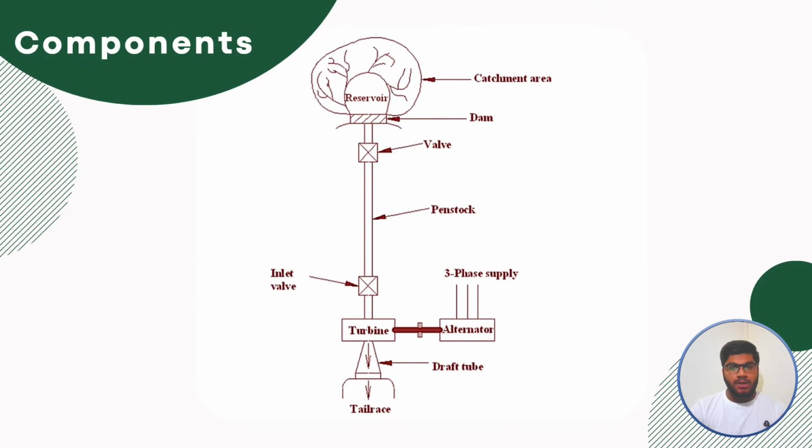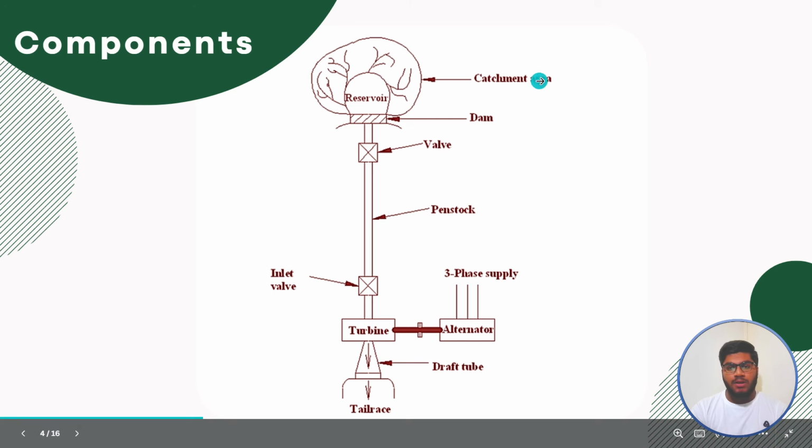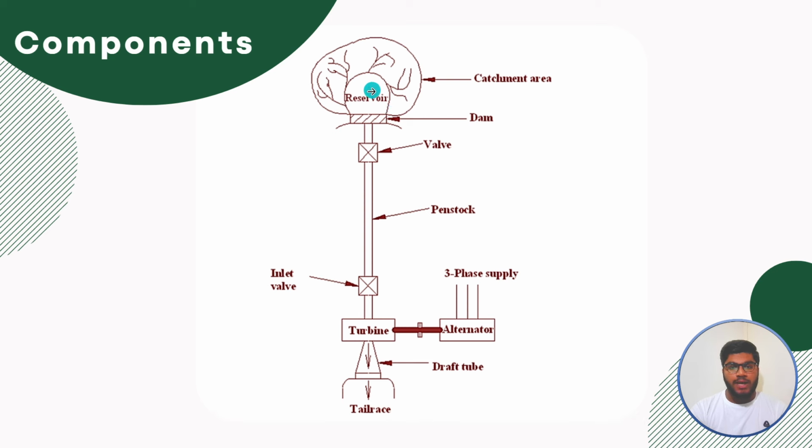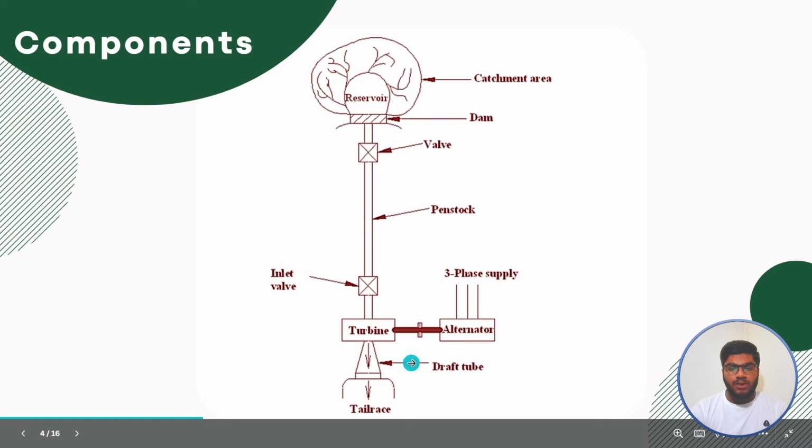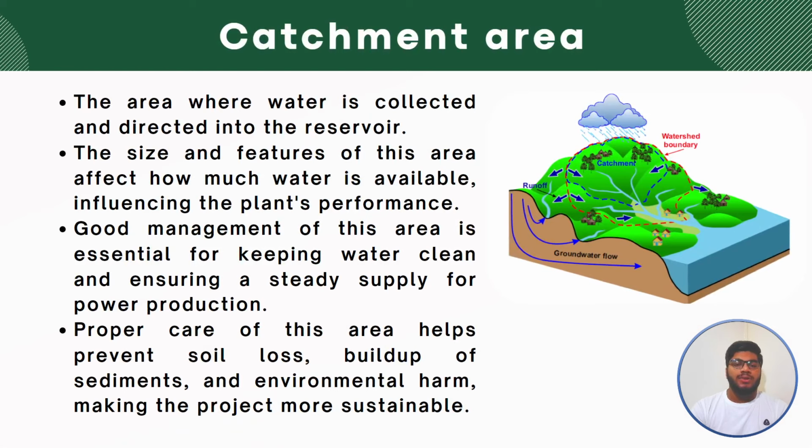Before going to the catchment area, let us briefly go through the components which we are going to use for the construction of the Hydel power plant. The first is the catchment area, as we can see, and then the reservoir, and after the reservoir comes the dam, and then the valve which we are going to use for the inlet and the outlet of the water, and the penstock for carrying the water to the turbine, and the inlet valve. This is the outlet valve, and the three-phase supply is used in the turbine with respect to the alternator, and then we go to the draft tube and the tail race, which will generate the electricity.